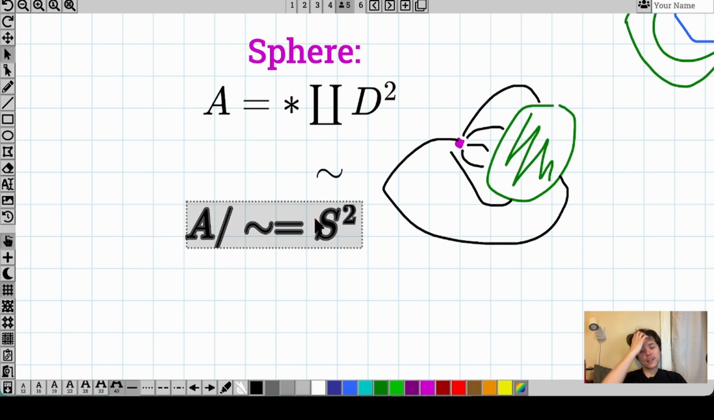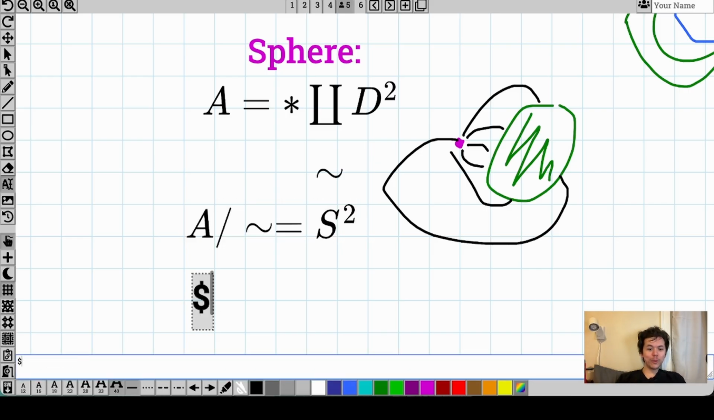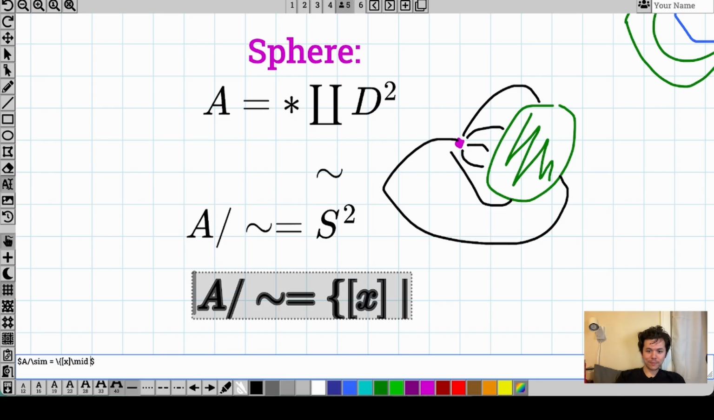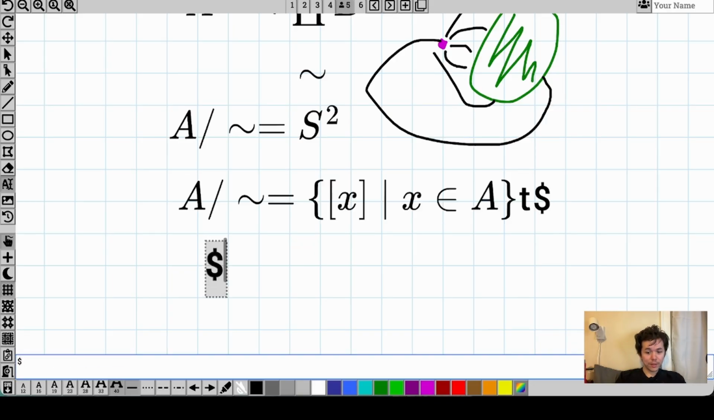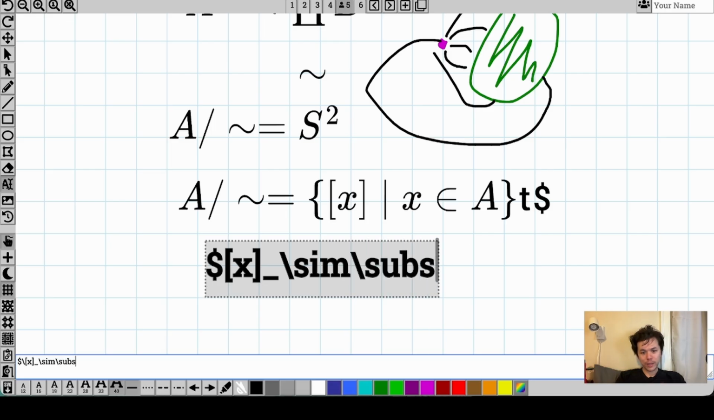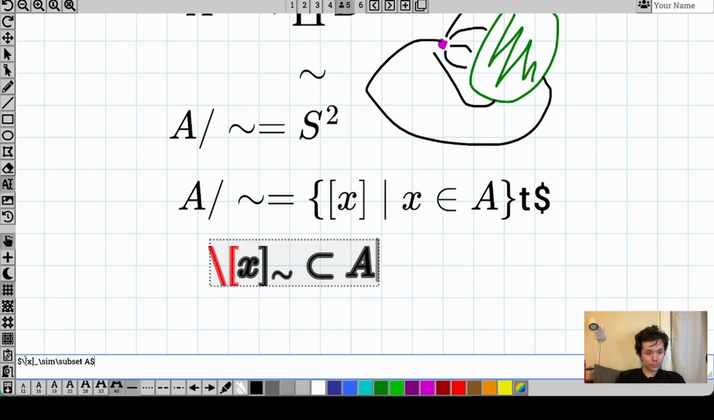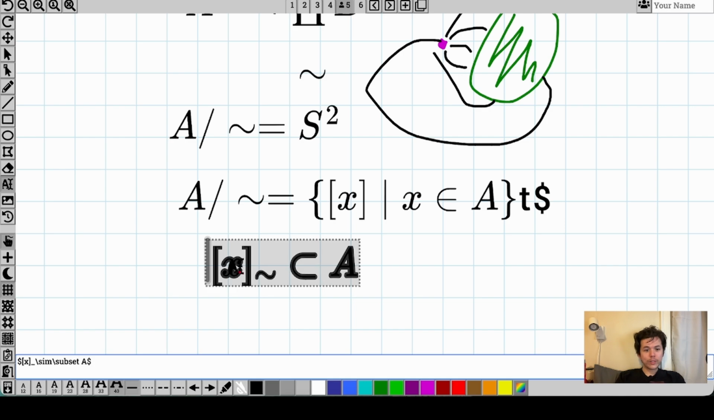But last thing I'll do is I'll make sure to define formally what A mod sim means. So formally, this is the set of equivalence classes, which we write like this. For x in A, an equivalence class, if we write this relative to some relation, is a subset of A, which is exactly the set of all points which are equivalent to x.